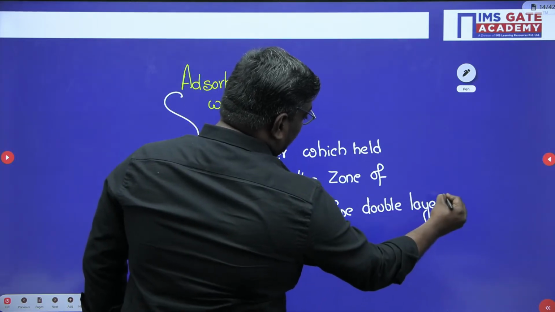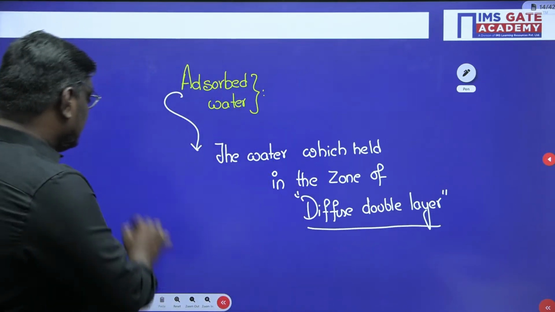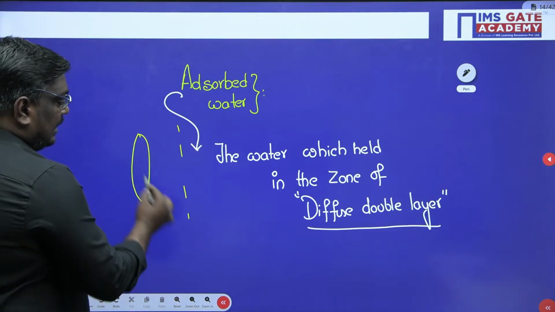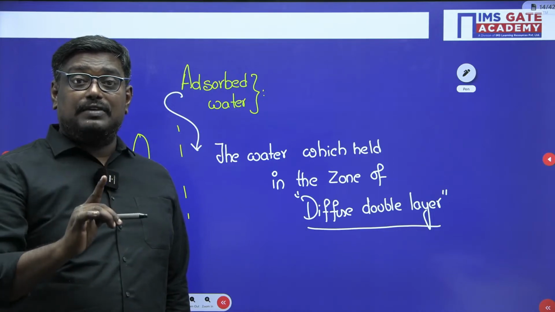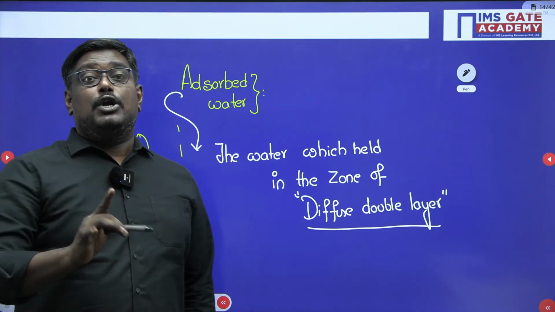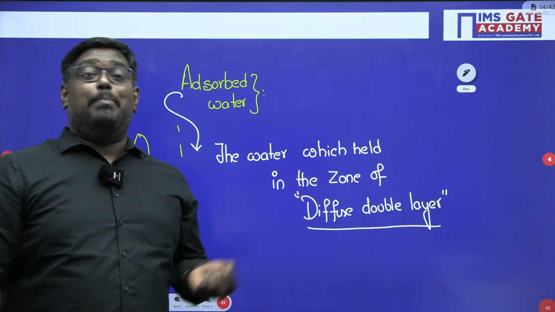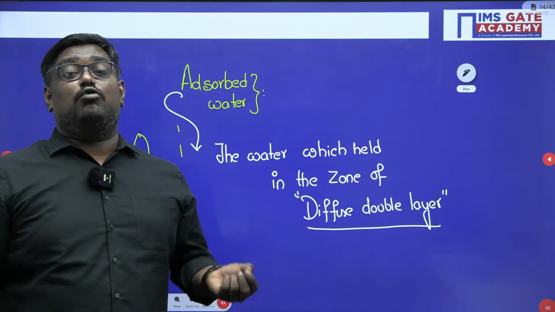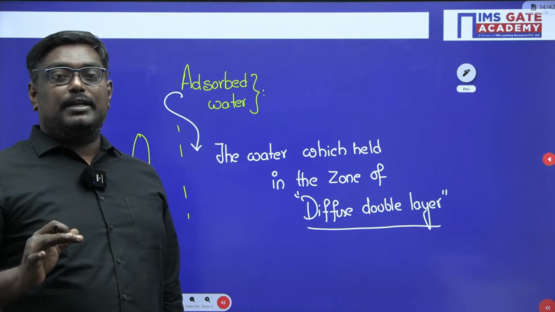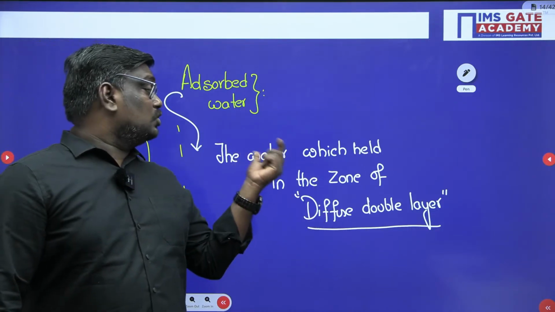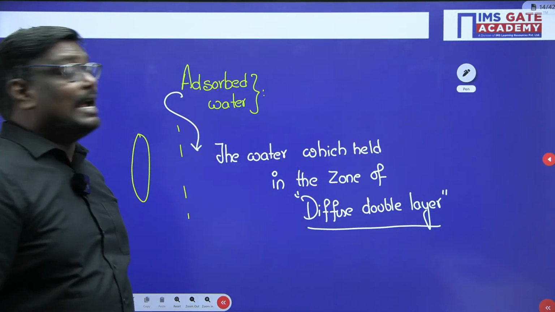Now immediately you people will ask me, sir, what do you mean by diffused double layer? If you consider this as a clay particle, there is a layer on the clay surface up to the limit of attraction due to electrical forces, which is known as the diffused double layer. Whatever water is held in the zone of diffused double layer, we call it adsorbed water.